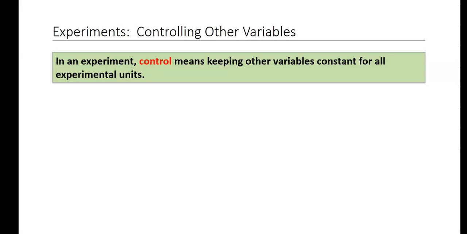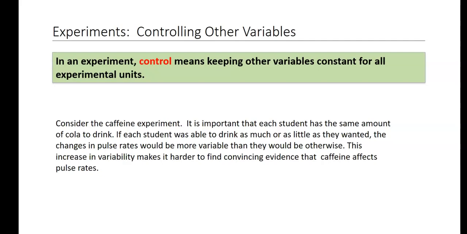Experiment control means keeping other variables constant for all experimental units. I really like using control, so it's really good. Consider the caffeine experiment. It's important for each student to have the same amount of cola to drink. If each student were able to drink as much or little as they wanted, you get a lot of caffeine or just a little caffeine, and that can make a big difference as to how your pulse rates might be affected. So having more variability in the amount of caffeine you drink doesn't lead to better conclusions here.